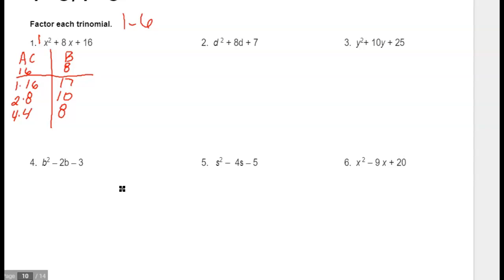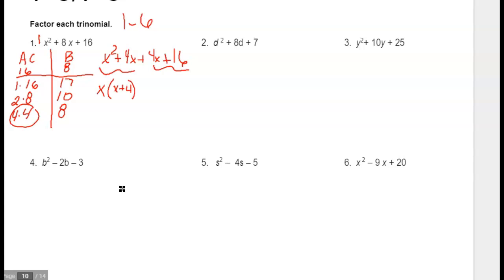So now we take our trinomial and rewrite it with the B broken up in the middle. So it becomes, that 8x becomes 4x plus 4x. And then I add the 16. Okay, and then we're going to group these and factor out anything we can. So whenever x is equal to 1, typically in your first one here, you're going to be able to factor out an x. And that's going to leave us with x plus 4.